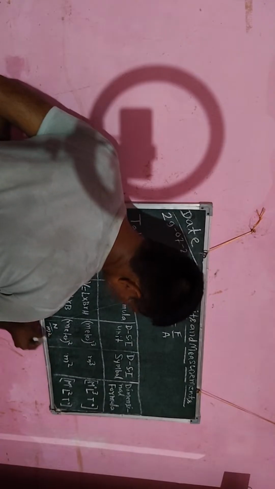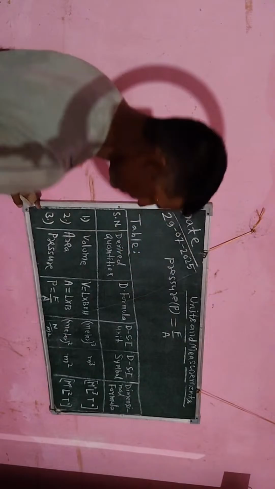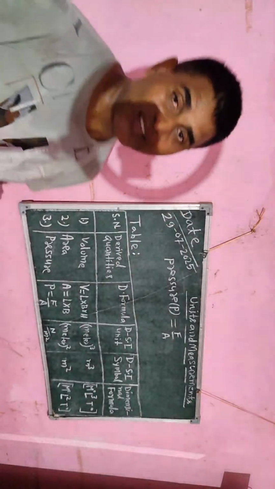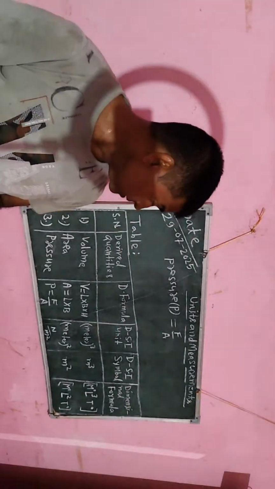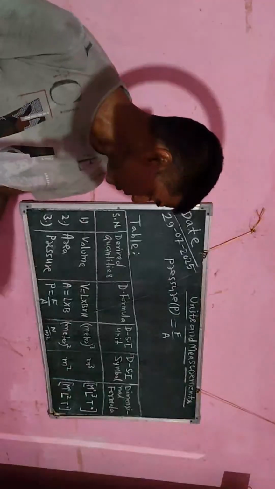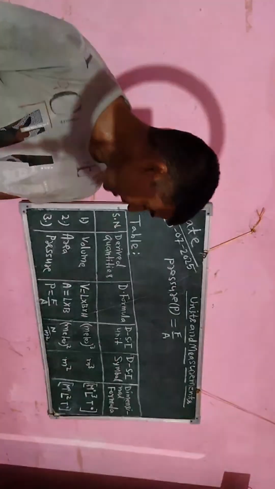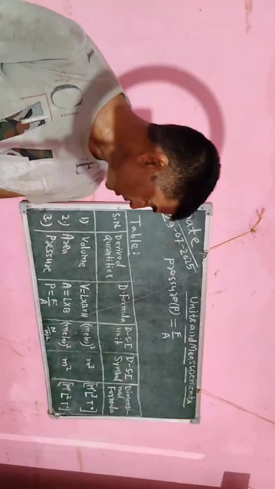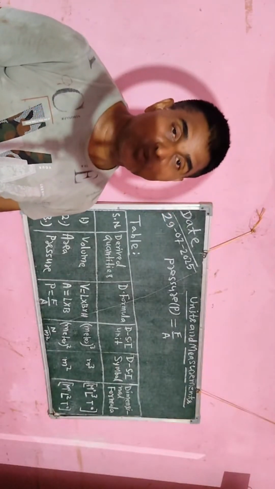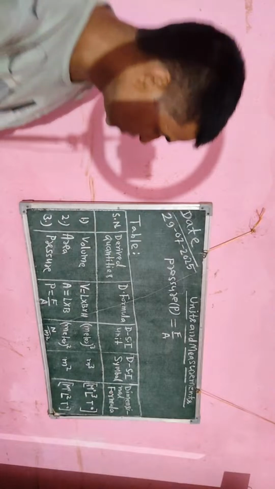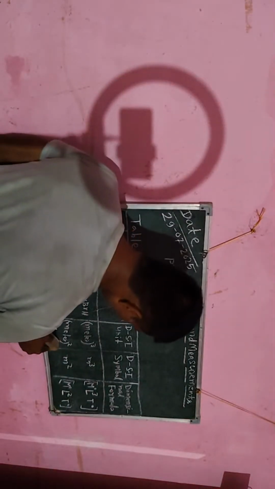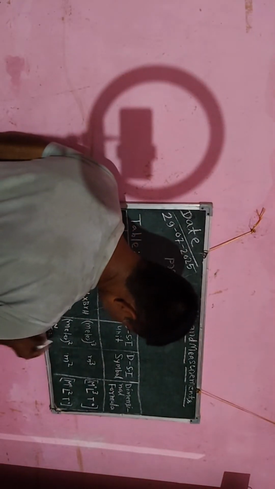So the unit is Newton per meter square. But in the place of N we can write kg meter per second square. So meter will cancel out, so I can write there kg meter power minus 1 into second to the power minus 2. We can also write like this. This symbol I can also arrange like this.